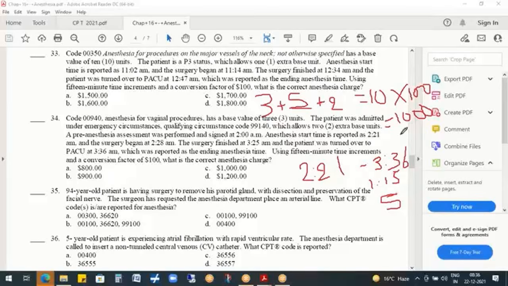Where is it? C. C is the answer, sir. Now understood everyone at least how to do it? Yes, sir. See, this person, 3 plus 5 plus 2 will become how much? Simple calculation, 10. 10 into 100, how much? 1000. You coded as 900.